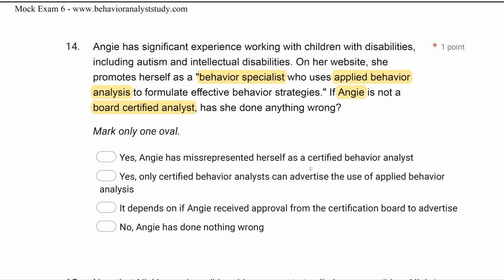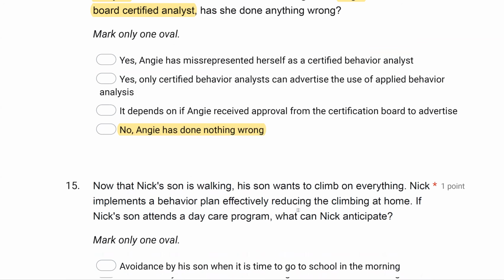Now, she should be ethical, and there's a lot of other things Angie should be doing. That's not what the question is asking. And that's an important lesson. We're only answering what the question is asking. There's a lot of factors that would go into whatever's going on in Angie's life, but we're only using the information given. And with the information given, Angie's done nothing wrong. So no, Angie has done nothing wrong.